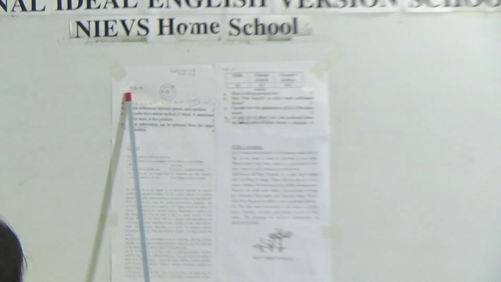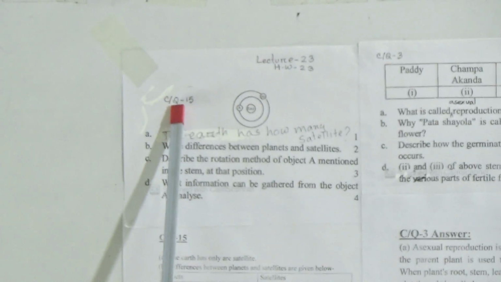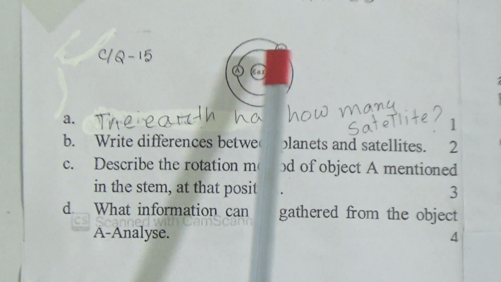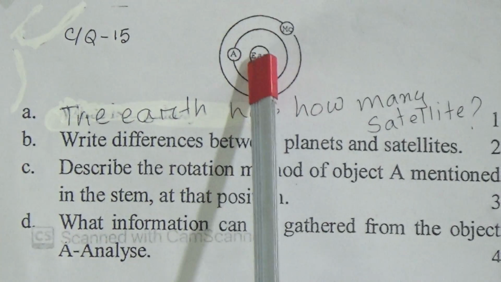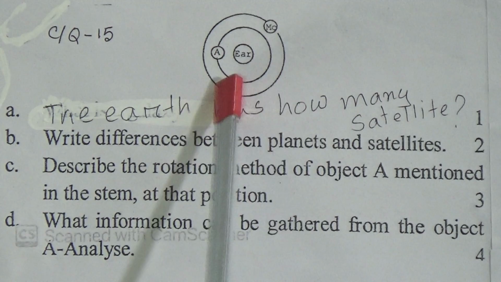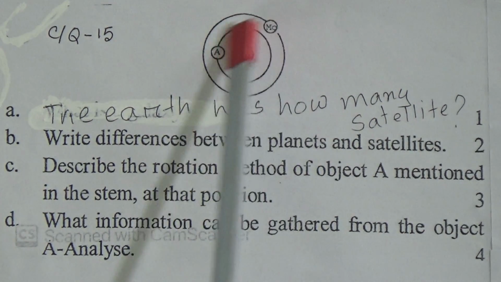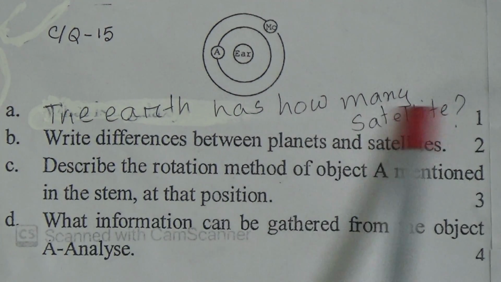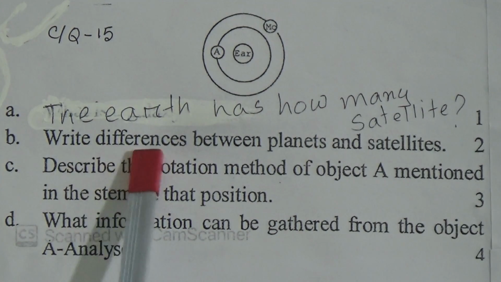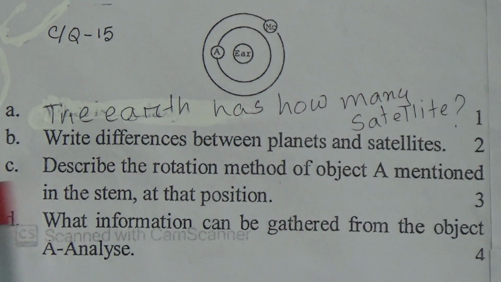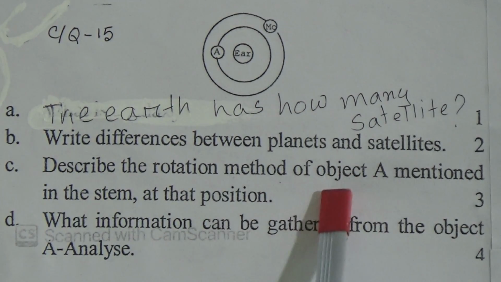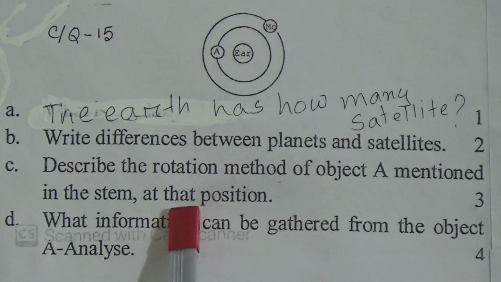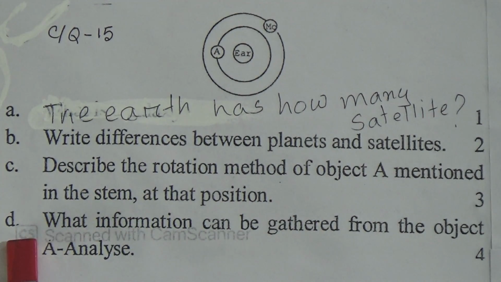Dear students, today we will discuss first from chapter 12, CQ number 15. This is the stem of the CQ. This is the earth and these are two satellites, that means two artificial or man-made satellites. First, question A: the earth has how many satellites? B, write differences between planets and satellites. And C, describe the rotation method of object A mentioned in the stem at that position. And the last question for this CQ is, what information can be gathered from the object A analyzed?